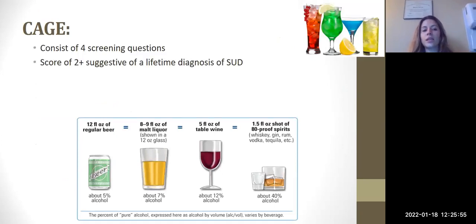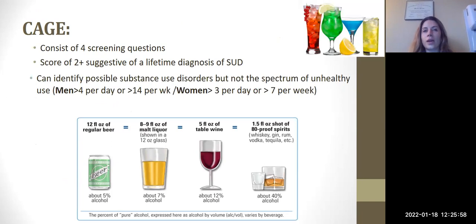So the CAGE we don't see used that often, although we can use a modified CAGE for screening for behavioral addictions like gambling disorder. But it's an older tool. It's specific to alcohol, which is why you don't see it used as often these days, but it's just 4 questions and it's suggestive of a lifetime diagnosis for an alcohol use issue.